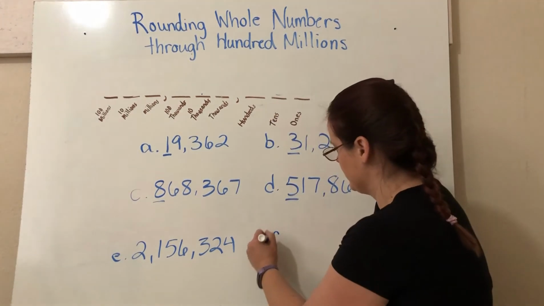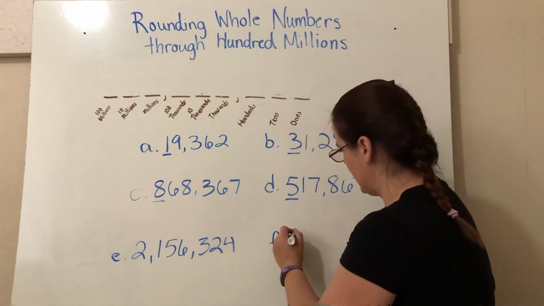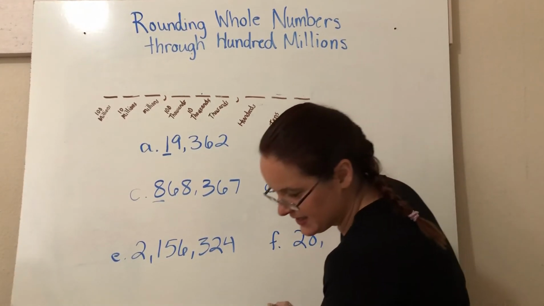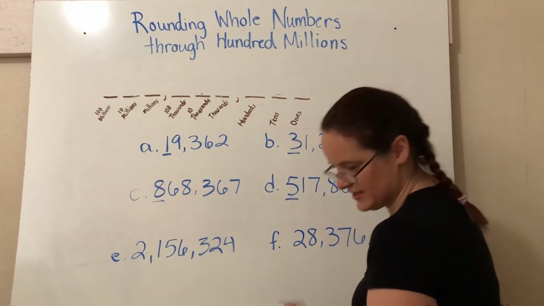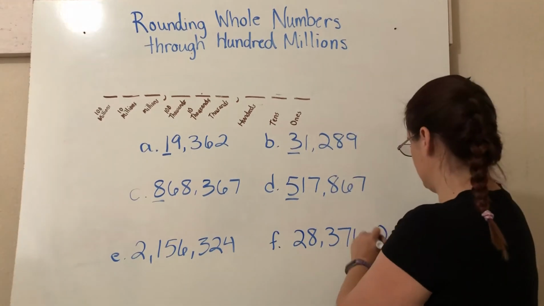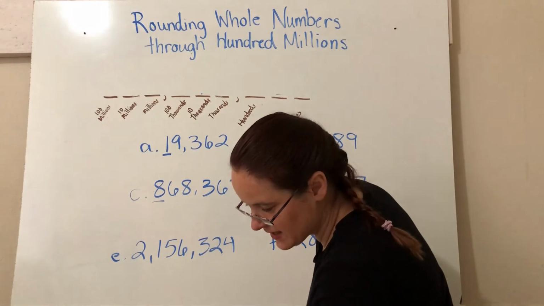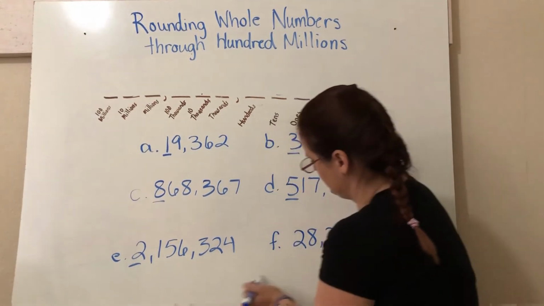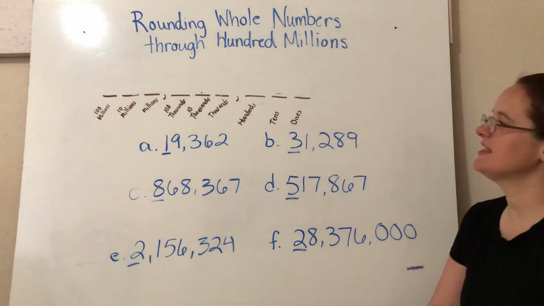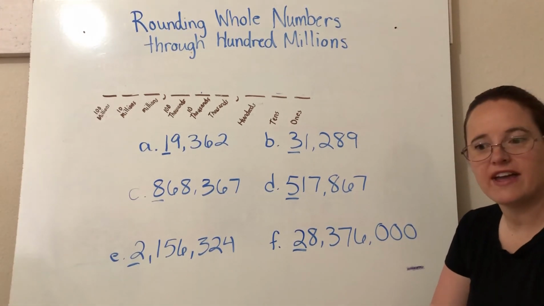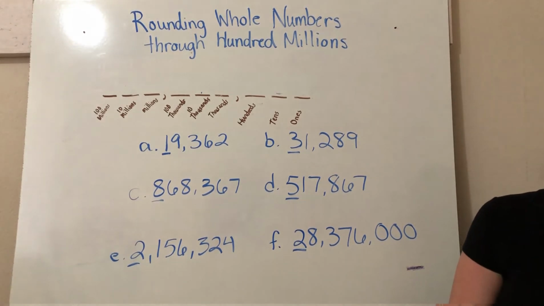All right, and finally we're going to do F, which is 28,376,000. Oh, and there's nothing. They already have a bunch of zeros. Okay, so here we're rounding to the nearest million, here we're rounding to the nearest 10 million. Okay, so take a look at these, pause the video right now, give them a try on your own, and when you hit play again, we'll go over the answers together.